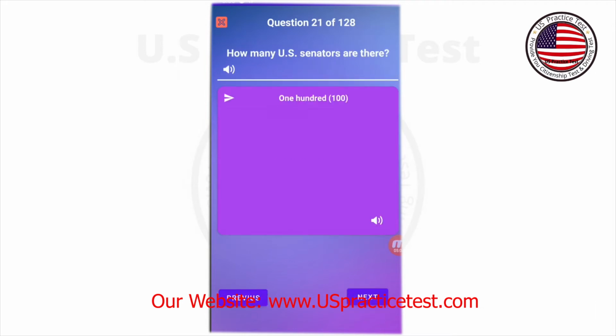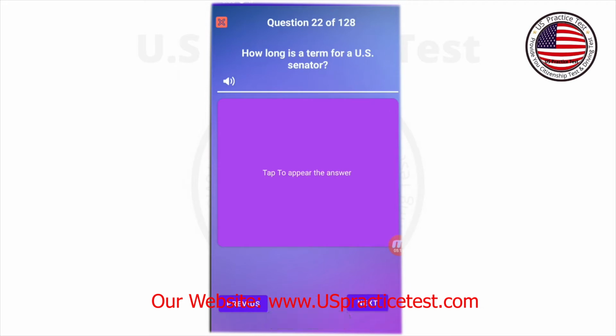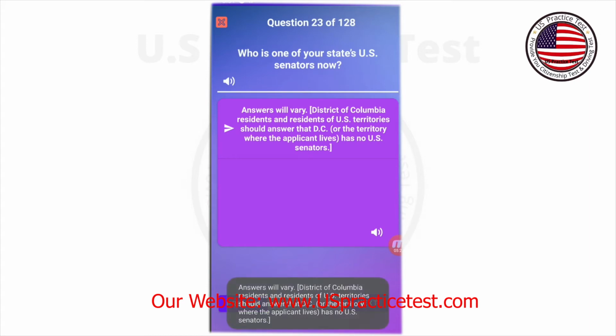How many US senators are there? 100. How long is a term for a US senator? 6 years. Who is one of your state's US senators now? Answers will vary. District of Columbia residents and residents of U.S. territories should answer that D.C. or the territory where the applicant lives has no U.S. senators.